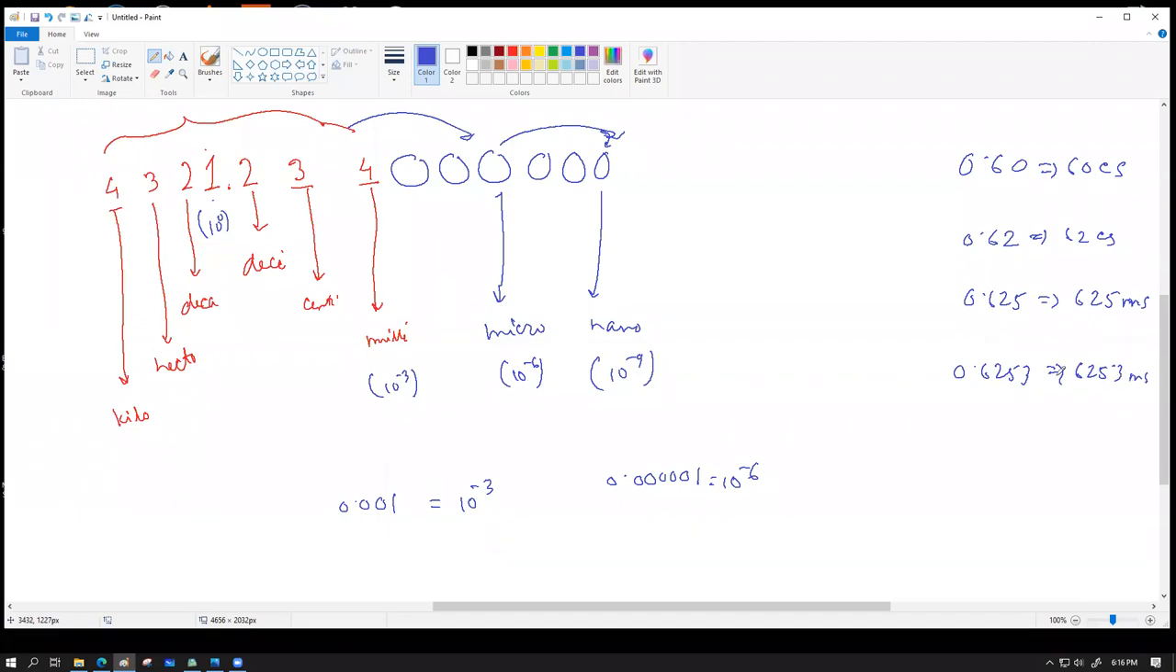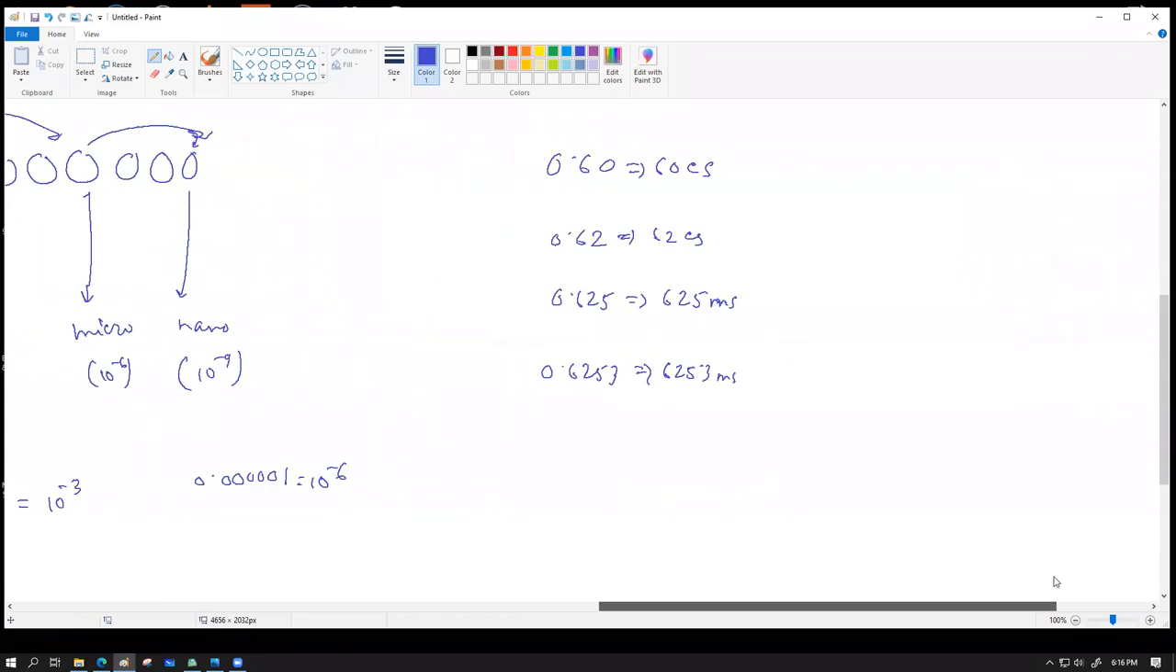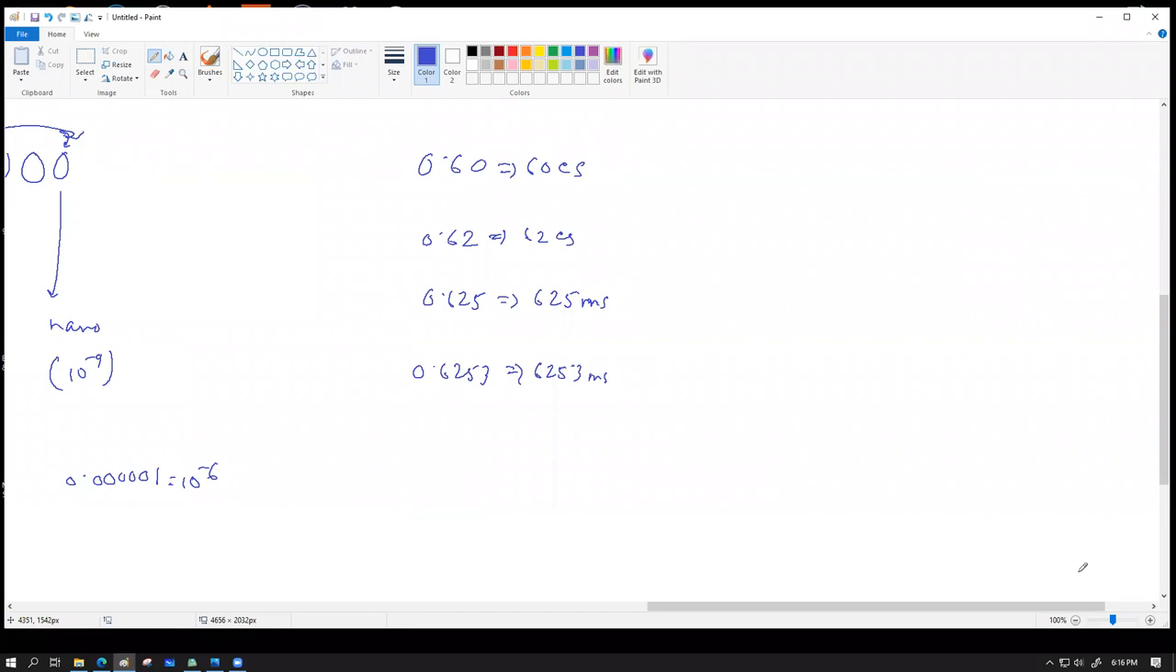How does this work? I'll show you. This is very simple. This milli has a default mathematical value of 10 to the power minus 3. So if I replace the value of milli over here, I can write this as 625.3 into 10 to the power minus 3. If you do this calculation, you are definitely going to end up with this exact number. So milli, this symbol, has a mathematical equivalency of 10 to the power minus 3. Did I get your question answered?